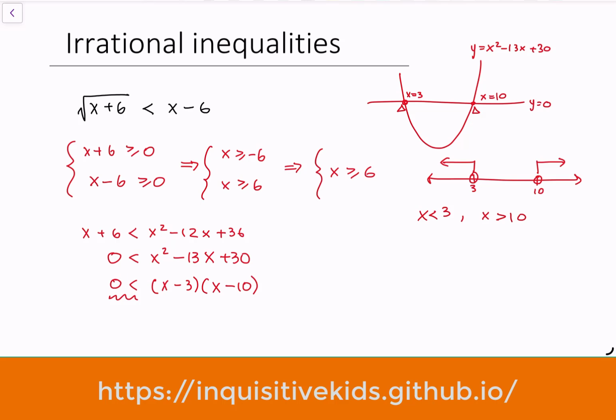Now let me use a different color to represent this. Our original domain restriction was that x must be greater or equal to 6. So it would look something like this. Now, where does the red section and the blue section overlap? Clearly, we see it's over here. This is where we meet the requirements of the red as well as the blue.